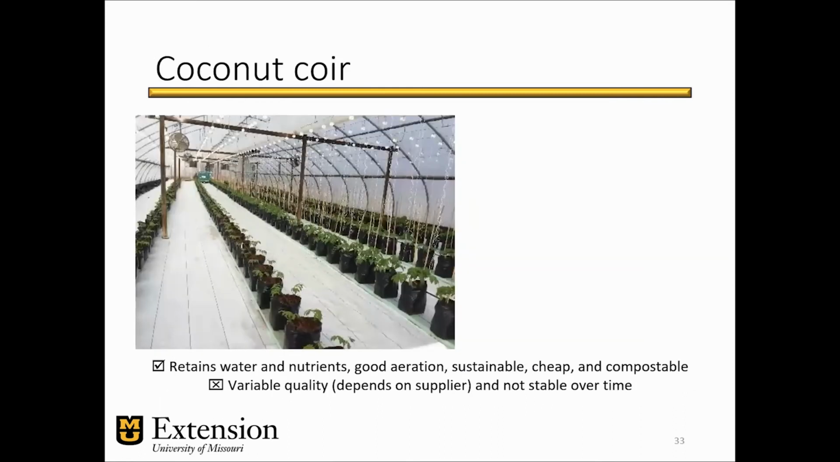Coconut coir is sustainable because it is a byproduct. It was initially a waste, a byproduct of the coconut fiber industry. It is a good material, but over time it is going to decompose. It is not stable, and you have to be very careful when you buy it, because in the fiber processing, sometimes these fibers are treated with salt, and this can end up in coconut coir. So you have to make sure that the coconut coir that you are using does not contain high salinity.